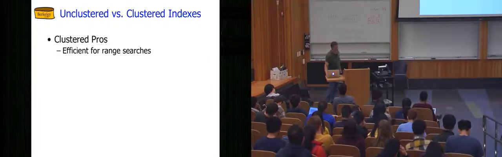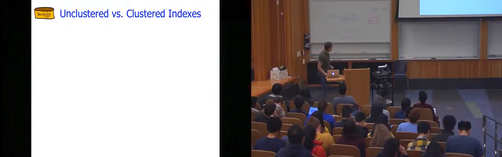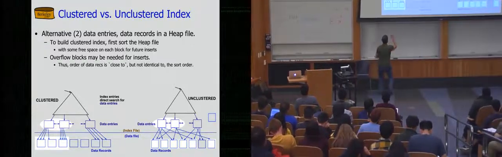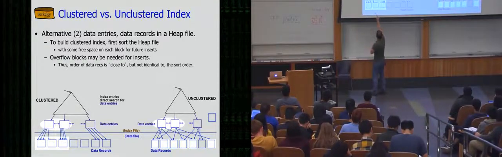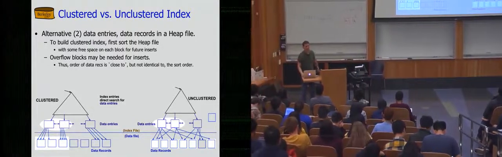Clustered files are good because range searches go fast. Let's be very clear about that. The only reason you need them is because you're fetching a bunch of things that are co-located at the bottom of the tree. Therefore, you want them co-located in your heap file. If you're only doing single point lookups, it doesn't matter if it's clustered or not.